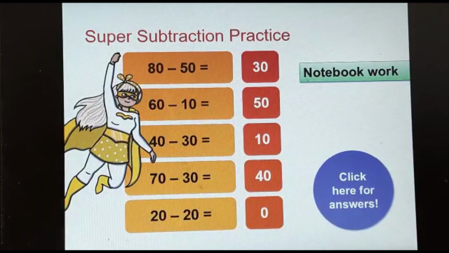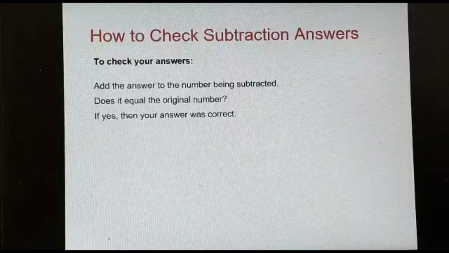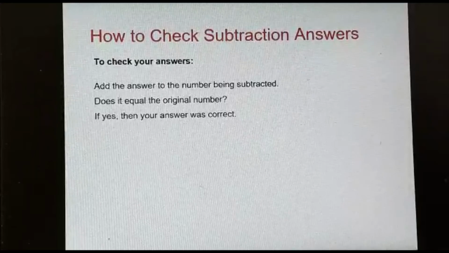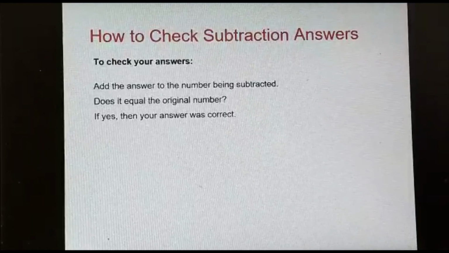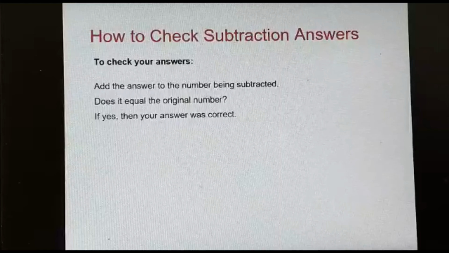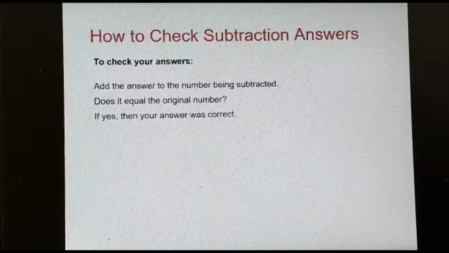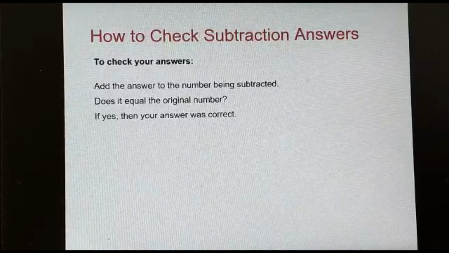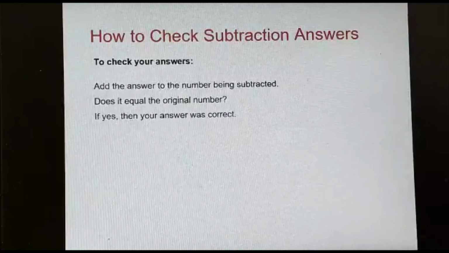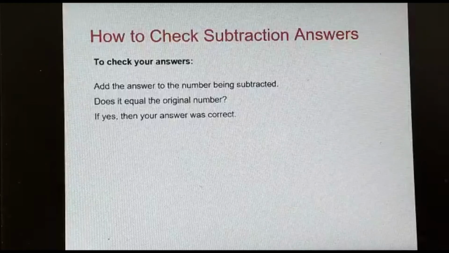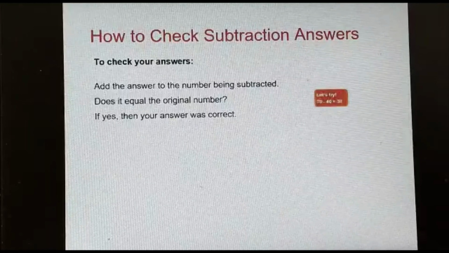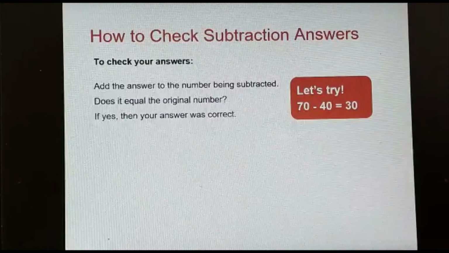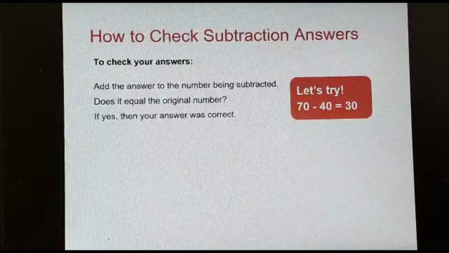with the children. Now comes the most important thing that even today we as adults do while we subtract, and which is why we consider ourselves perfect that we can subtract. Now we have to tell them how to check our answers. The first thing they will do is add the answer to the number being subtracted. That means here we have the question, which is 70 minus 40 equals 30.